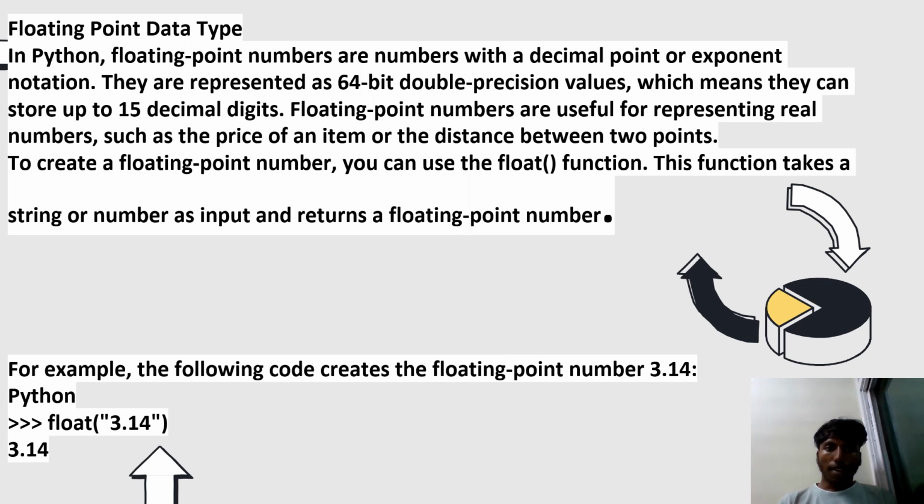To create a floating point number, you can use the float function. This function takes a string or number as input and returns a floating point number. For example, the following code creates the floating point number 3.14: x = float(3.14).